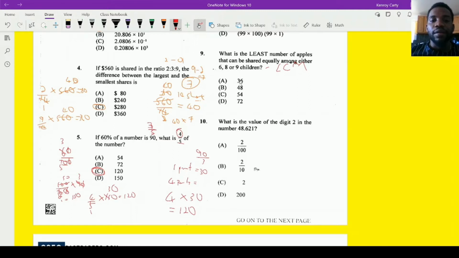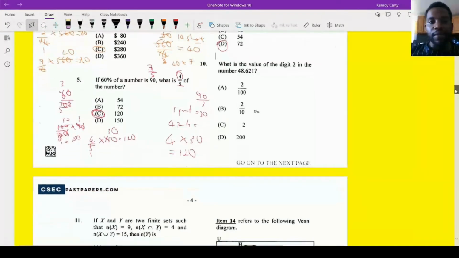All right. Can it go into 36? We know that 8 cannot go into 36, so that's out. 9 cannot go into 48, so that's out. 8 cannot go into 54, so that's out. But all 3 can go into 72, and this again is about your timetable. So please ensure that whenever you go in the exam, you know your timetable, right?